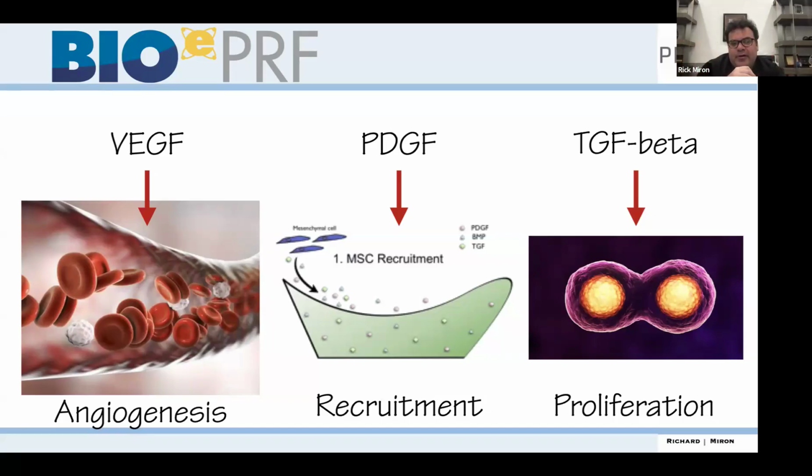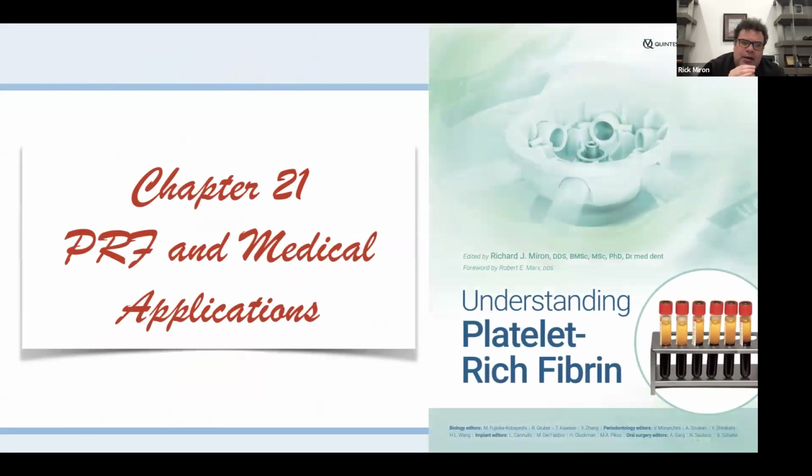And the main growth factor that helps with blood flow is vascular endothelial growth factor. VEGF is the growth factor that helps with angiogenesis. PDGF is going to help with cell recruitment, and TGF beta is going to help with cell proliferation.